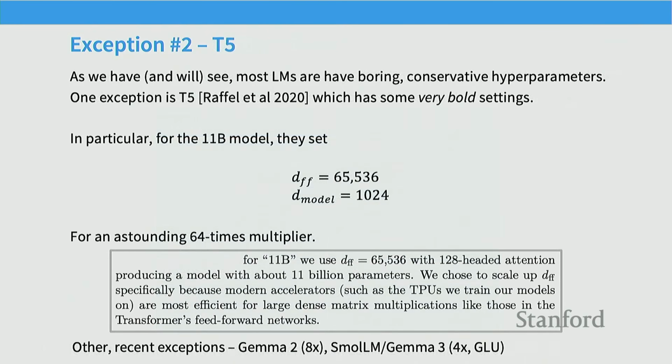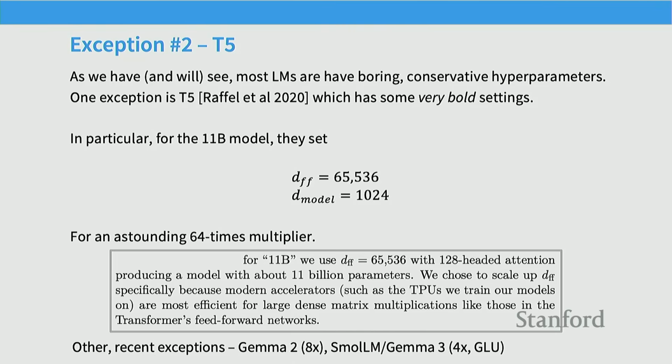I'll go through one other exception. I really like this exception because I think in many ways, large language model training is a game of copying hyperparameters from other people, and so we don't learn very much, right? It's very conservative. But T5, I really like, because in some sense, it's really bold. And I think Google people actually do some pretty bold stuff.